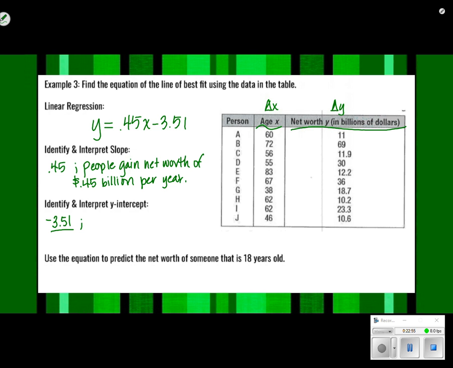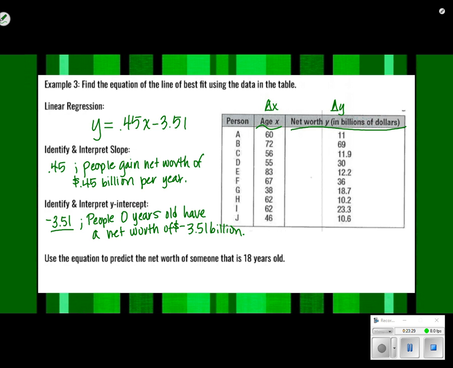So newborns, people 0 years old, have a net worth of negative $3.51 billion, which is a lot of money. I would say babies don't have any money, but I don't know if they owe people that much money.